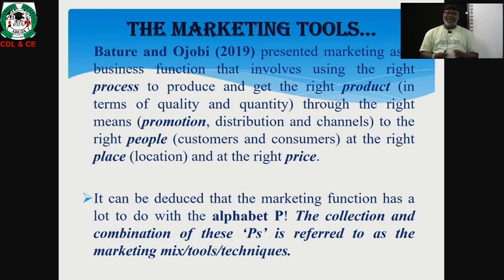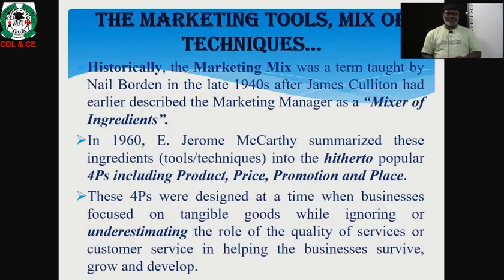Now, it can be deduced from this simple introduction that marketing as a function has a lot to do with the alphabet P. It is the collection and combination of these P's that is referred to as the marketing mix or the marketing tools or the marketing techniques that are needed for performing marketing functions.